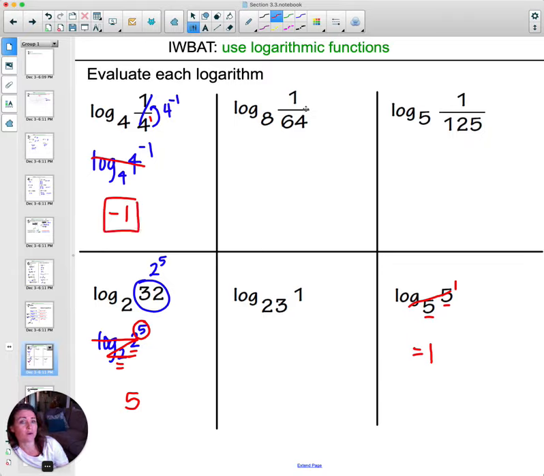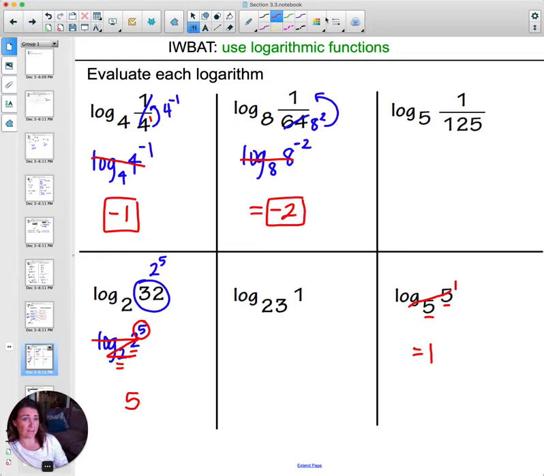So 64 is 8 squared. So that's 1 over 8 squared. We're going to bring it to the top so that it's a base 8. So 8 to the negative second. So 1 over 64 is the same as 8 to the negative second. Then those are going to cancel, and we're going to get negative 2.